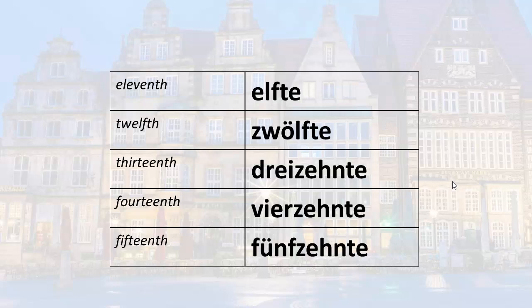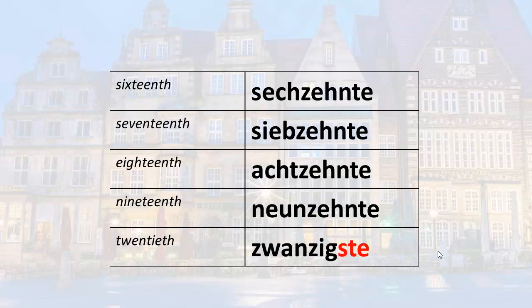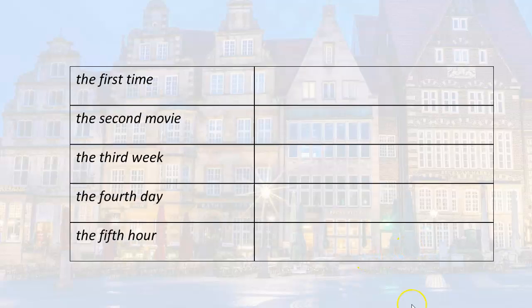dreizehnte, 14th, vierzehnte, 15th, fünfzehnte, 16th, sechzehnte, 17th, siebzehnte, 18th, achtzehnte, 19th, neunzehnte. And so here's where that adding the TE rule ends. 20th, notice it's STE, and that's the topic of the next video. So 20th, zwanzigste.